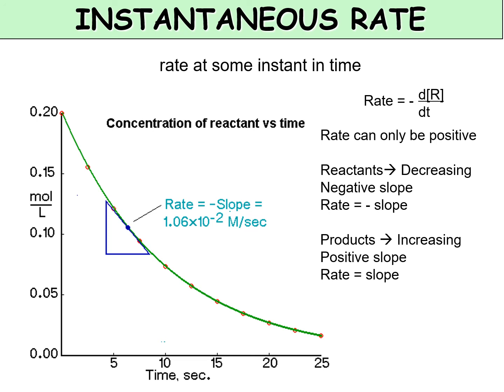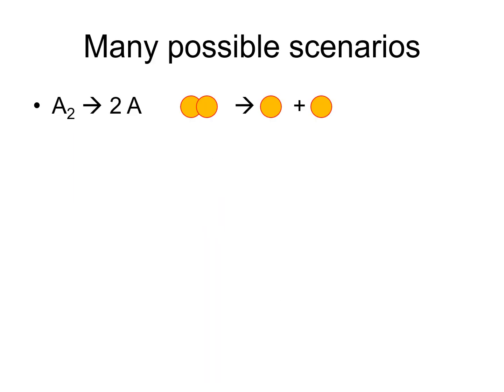Now, the thing is, scenarios can be different, so things are a little bit more complicated than that. If I were measuring the products, their concentration would go up, then the rate would be positive. The slope would be positive. As I was saying, the actual effect of changing the concentration of the reactants on the overall rate is quite complicated because it depends on what actually is happening. And there are many possible different scenarios.